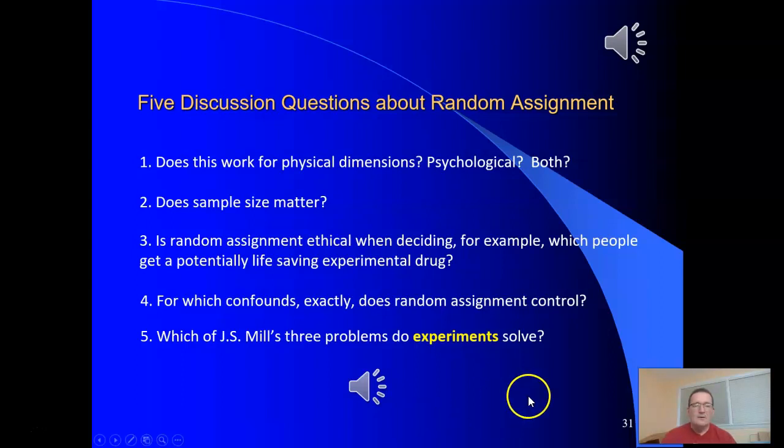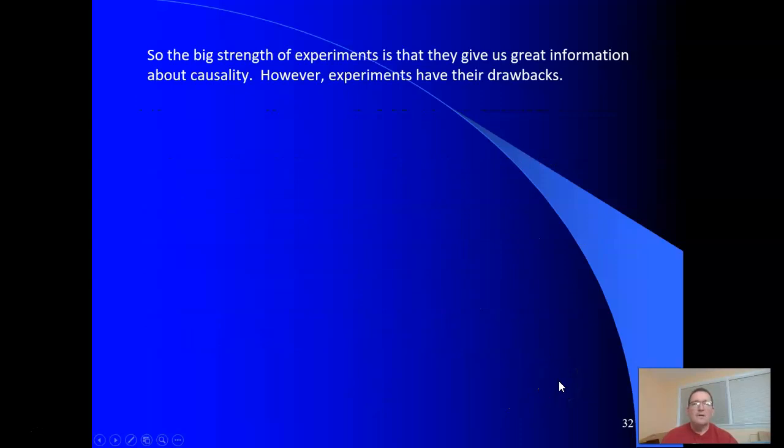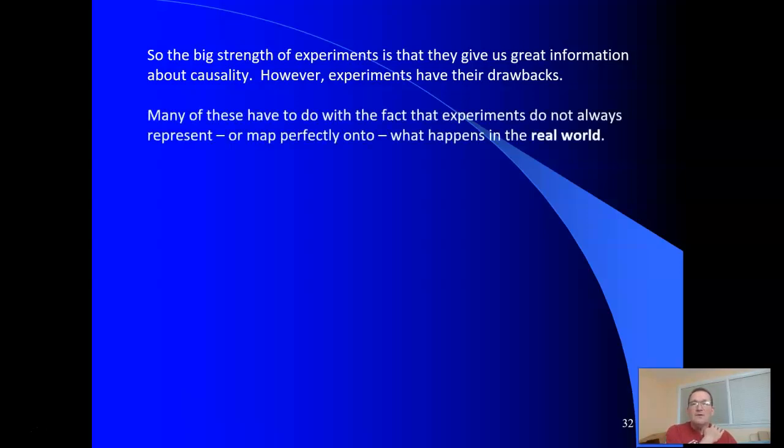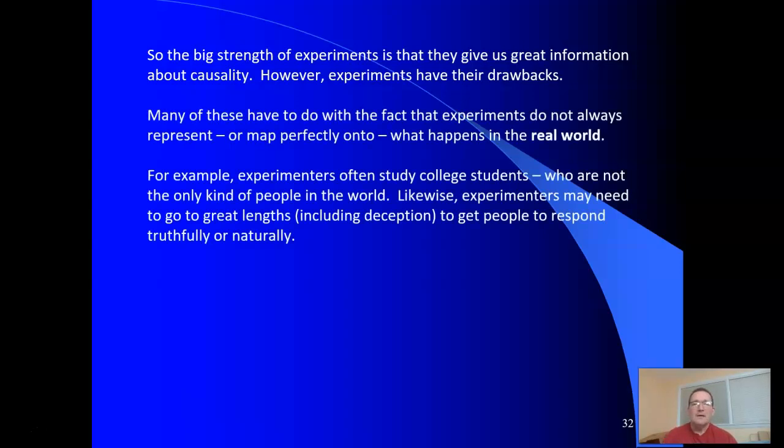All right, I think we're getting close to the end here. Let's see. Moving along. A big strength of experiments is that they give us a lot of information about causality. You will read in chapter 3 that they do have their drawbacks, so I'm going to zip here and try to get this lecture posted as quickly as I can.